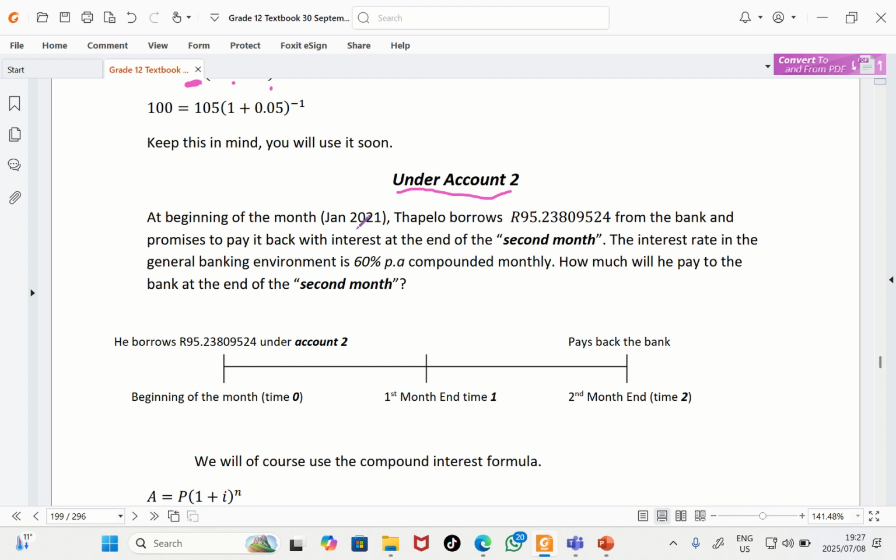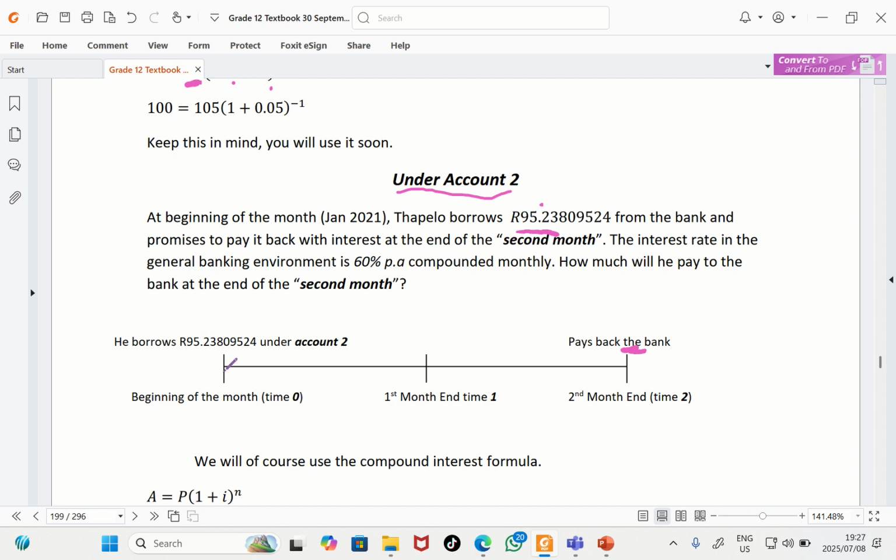At the beginning of the month, January 2021, Tapelo borrows 95.238089 from the bank and promises to pay with interest at the end of the second month. Remember, this is the beginning, January the 1st, 2021. Then he borrows this much, 95.23, from the bank and promises to pay after 2 months. On account 1, he borrowed 100 Rand and promised to pay after 1 month. So we're only focusing on account 2, but we're going to put them together soon.